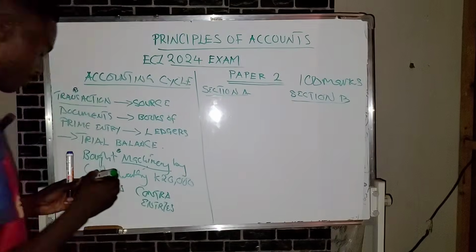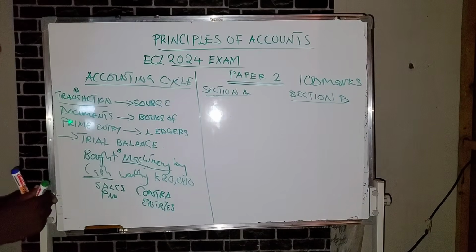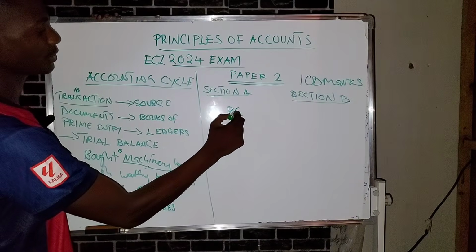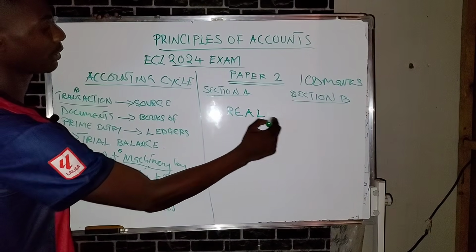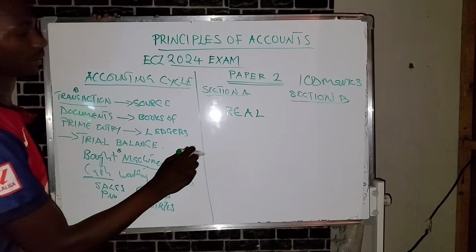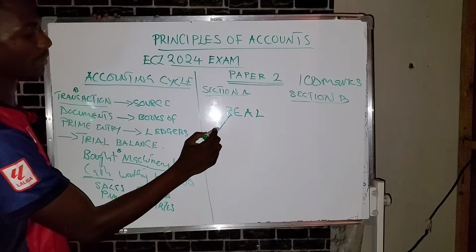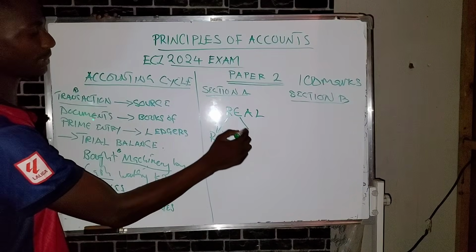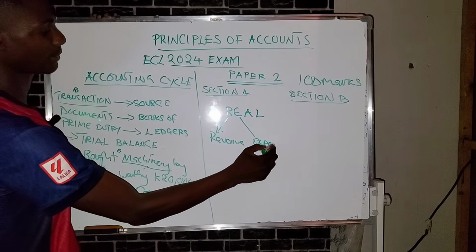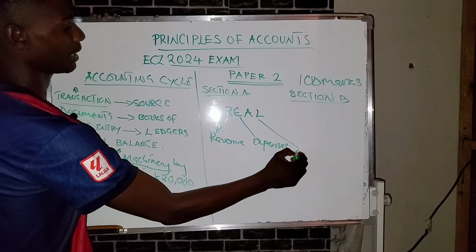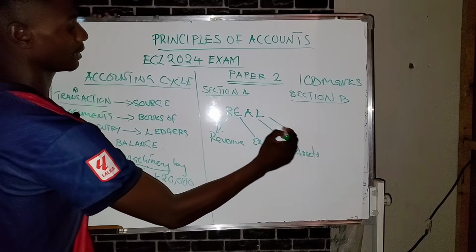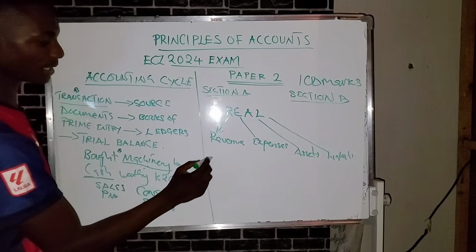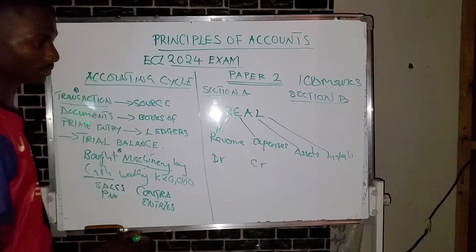Okay, so let's go to the trial balance itself. For the trial balance, you should know this rule, ALEG or alleg. This R is for revenue, this E is expenses, this A is assets, L is liabilities. Now, in the trial balance, we have the debit side and the credit side.